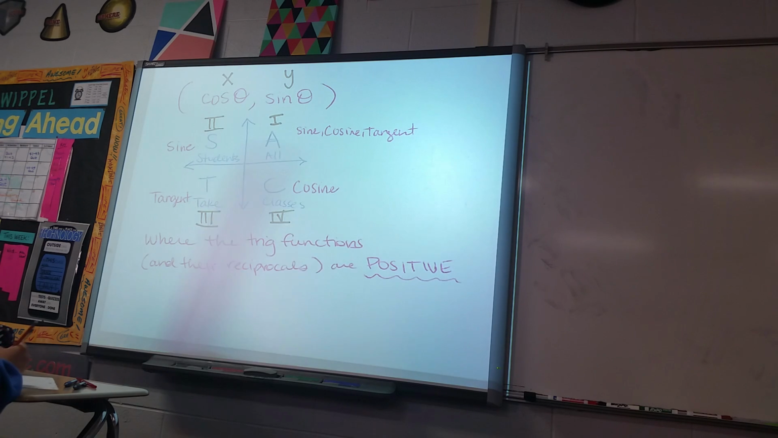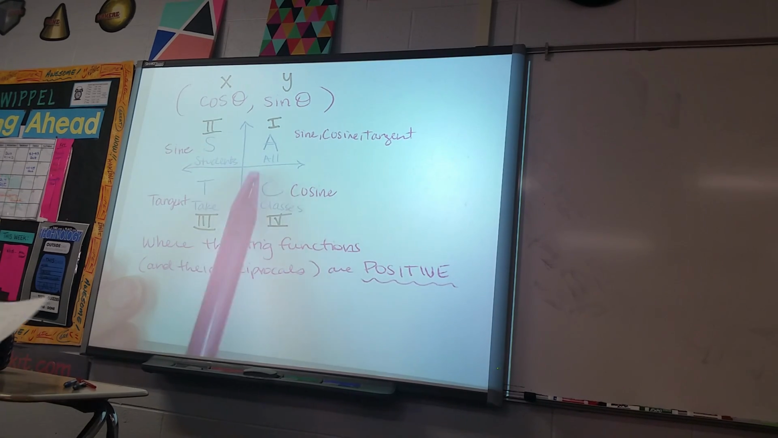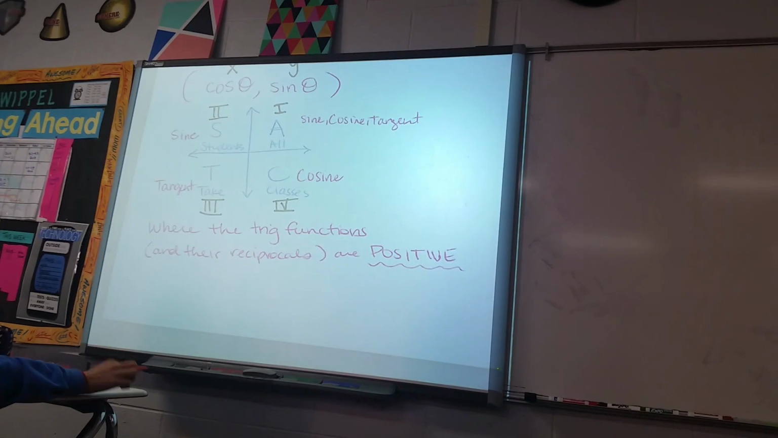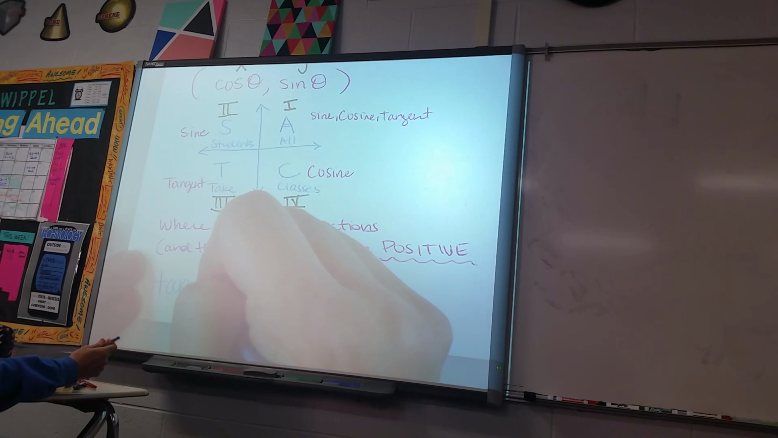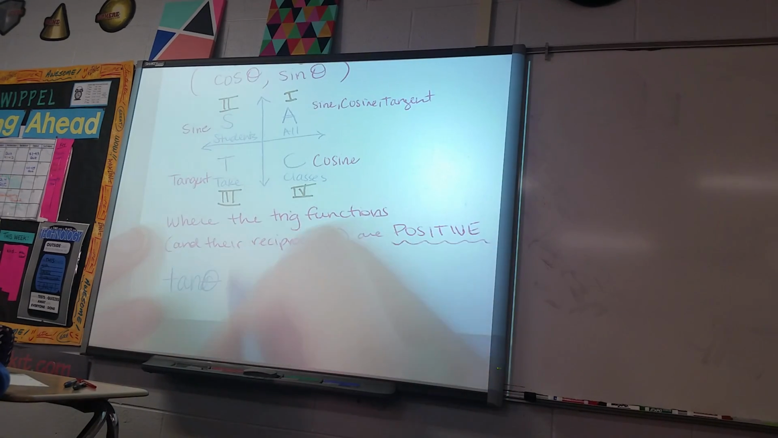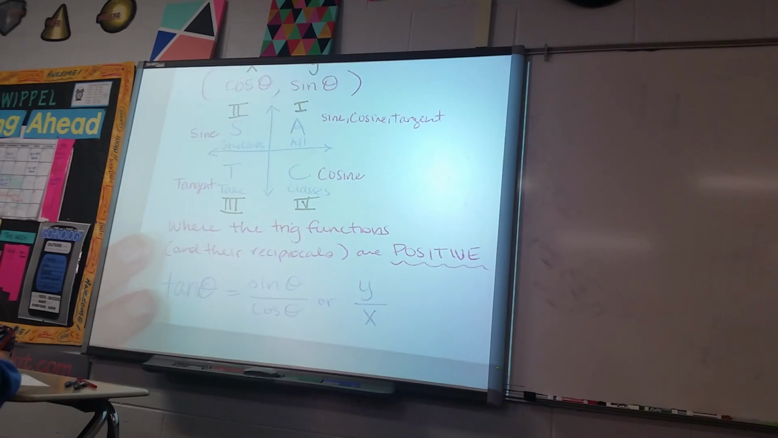The sine makes sense because the sine is the y value, and the y is the only thing that's positive in quadrant 2. The cosine is the x value, so the x is the only thing that's positive in quadrant 4. But do we remember the definition of the tangent function? The tangent of theta is equal to the sine of theta over the cosine of theta, or you can think of it as y over x. So you're dividing.